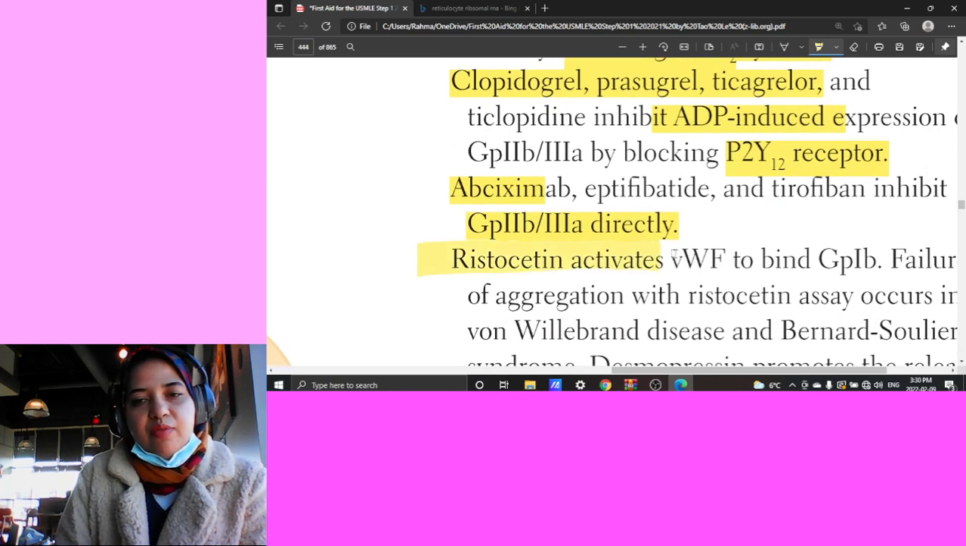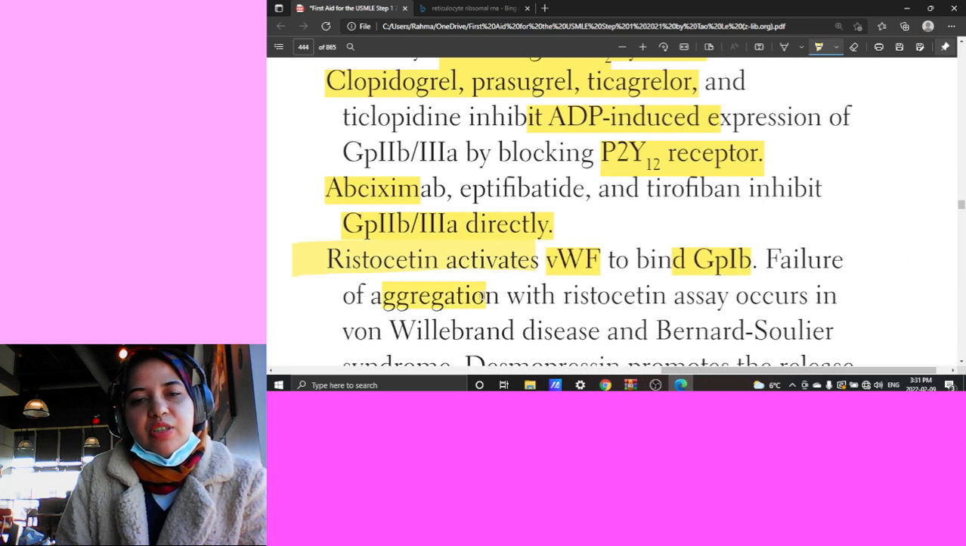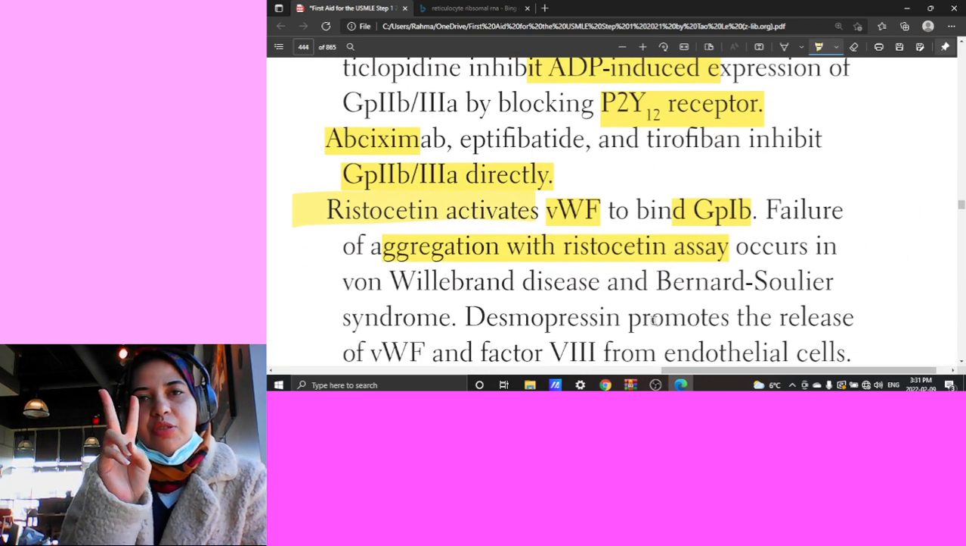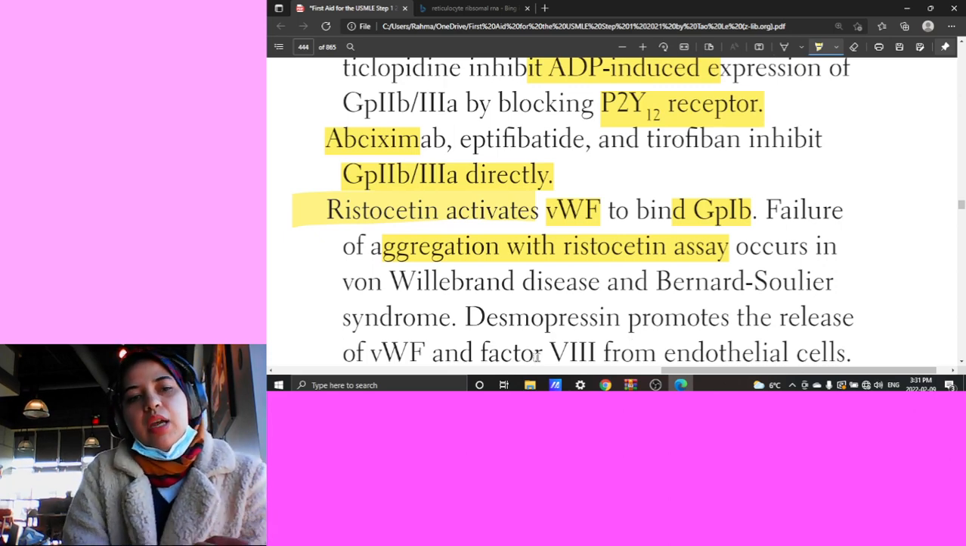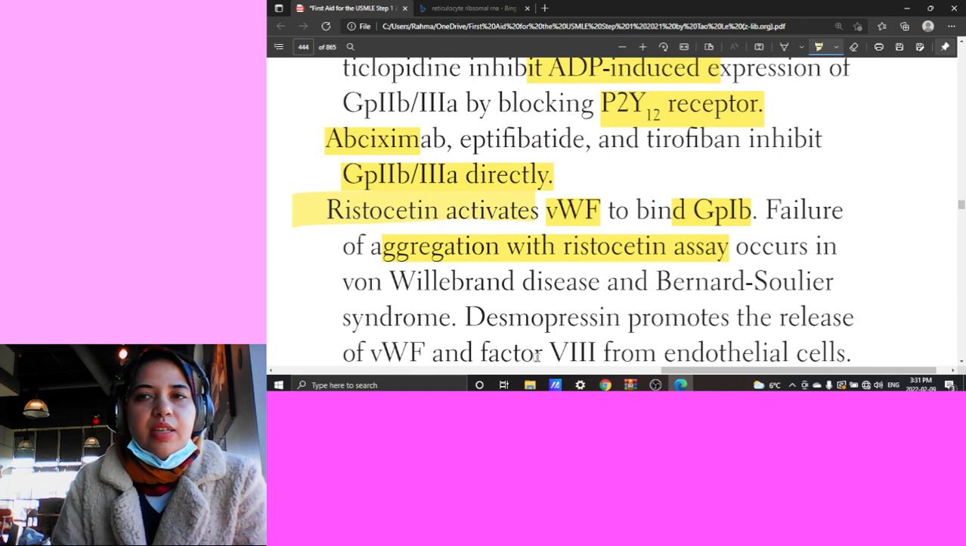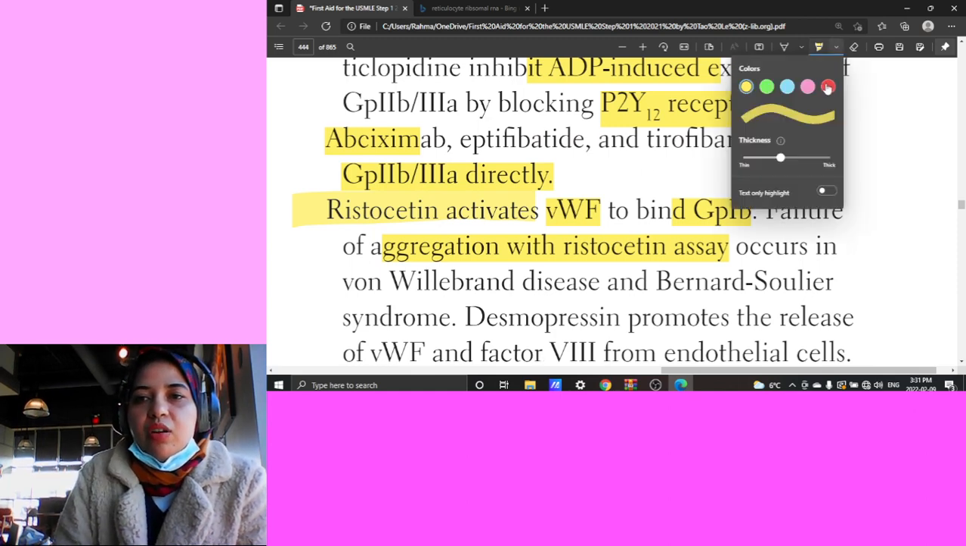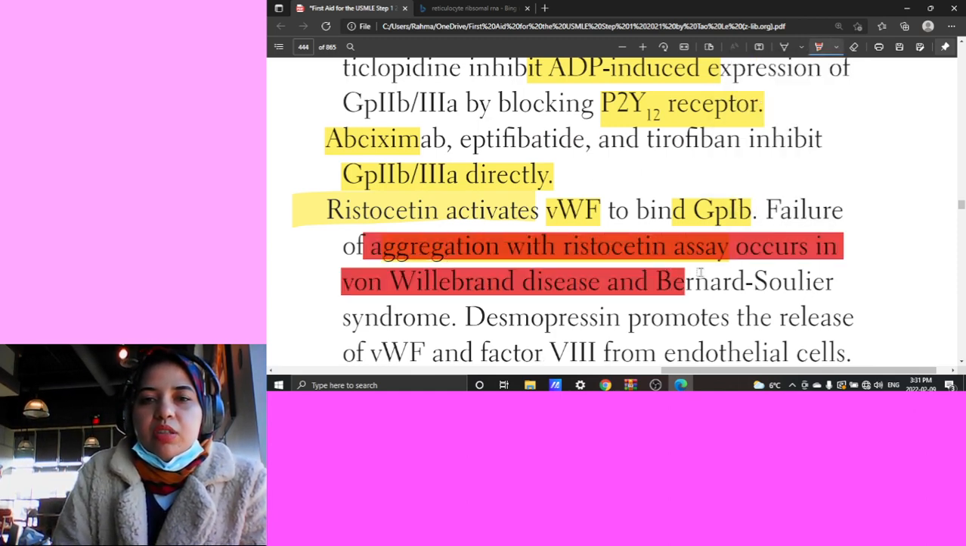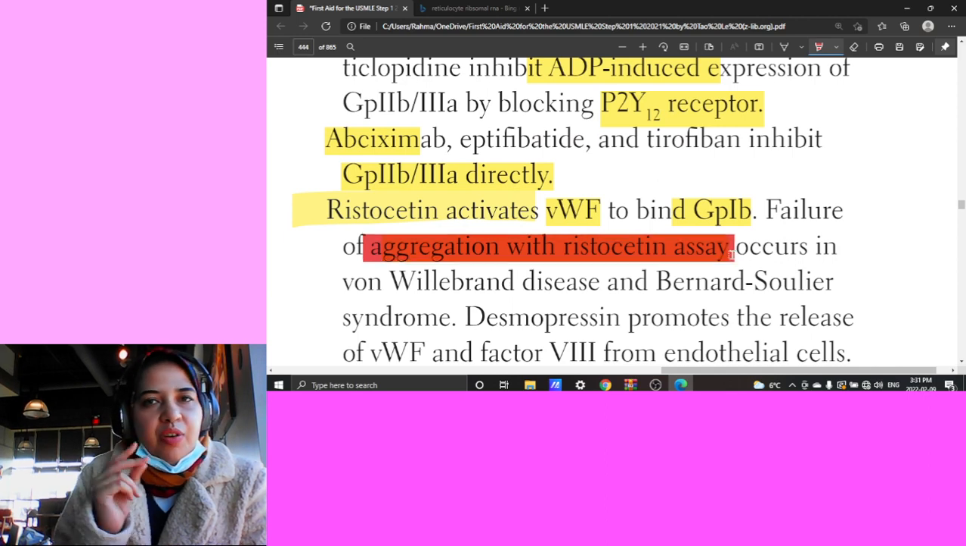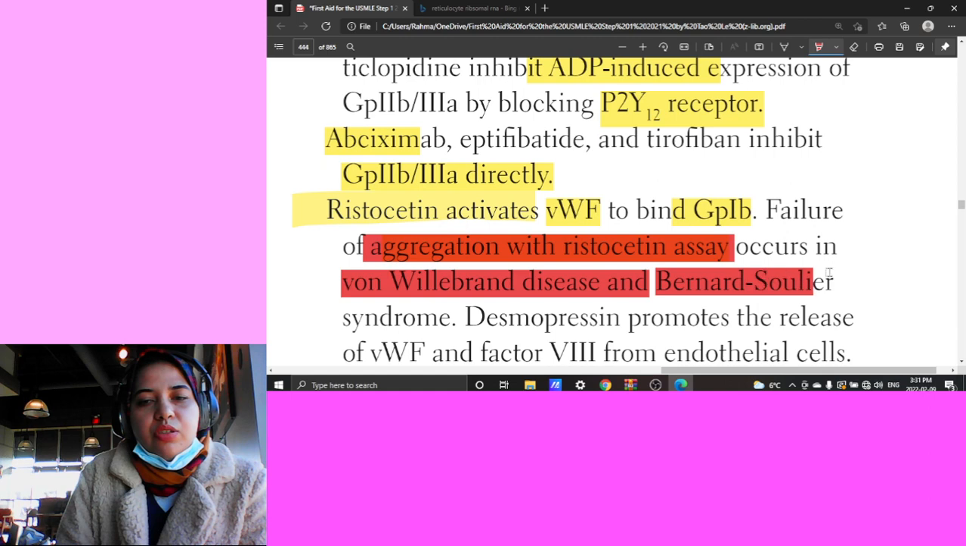Ristocetin activates von Willebrand factor to bind GP1B. So failure of aggregation on this ristocetin assay occurs in two diseases. Remember, if I get a case where I have increased bleeding time and failure of aggregation in the ristocetin assay, I'm going to highlight that in red for you, because this is a buzzword and can very quickly help you get the right answer. You want to think of von Willebrand disease or Bernard-Soulier.